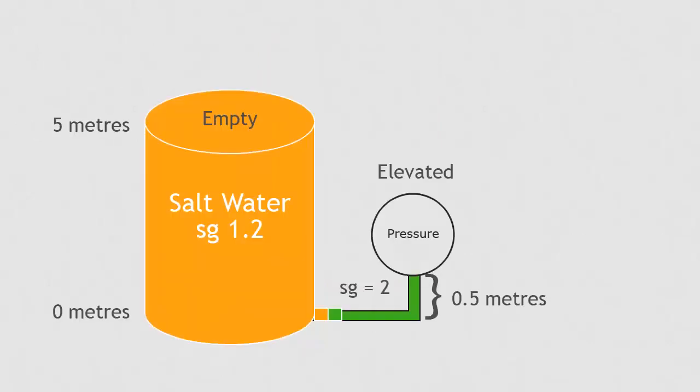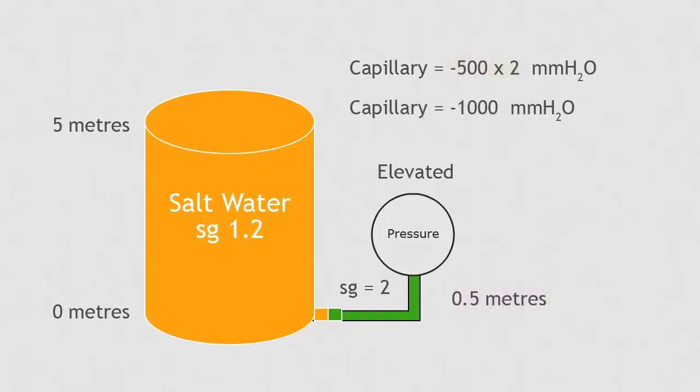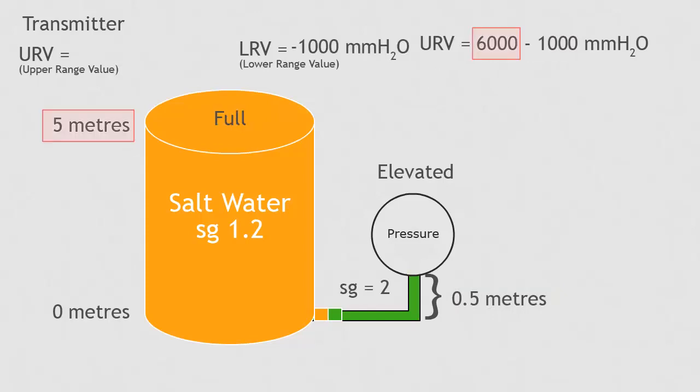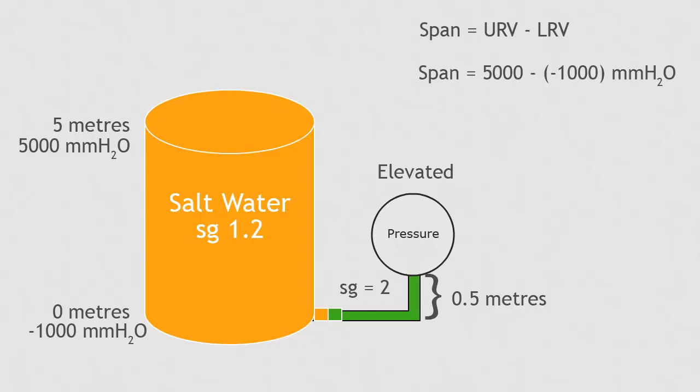With an elevated zero example, the transmitter is 0.5 meters above the bottom of the tank. The negative pressure on the capillary tube is 0.5 multiplied by a specific gravity of 2. This gives 1,000 millimeters of water. The lower range value is negative 1,000 millimeters of water. The upper range value is 6,000 millimeters minus 1,000 millimeters, resulting in 5,000 millimeters of water. The range of measurement is negative 1,000 millimeters of water to 5,000 millimeters of water.